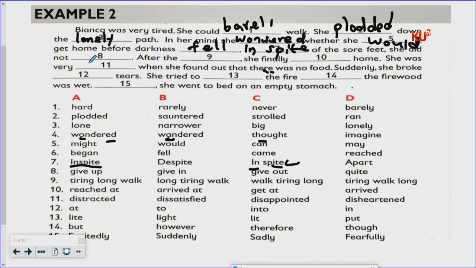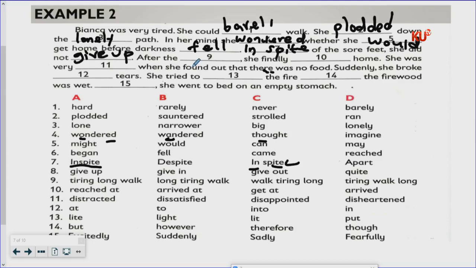She did not give up. She did not give in. She did not give out. She did not quit. So that is even quite, a wrong spelling to distract you. So they are testing the correct phrasal verb, which is give up. She did not give up.